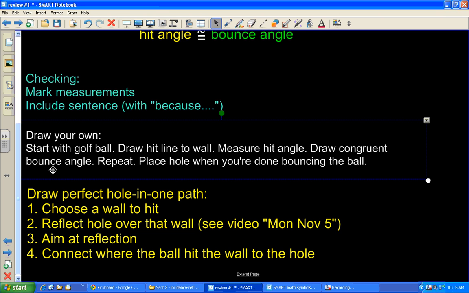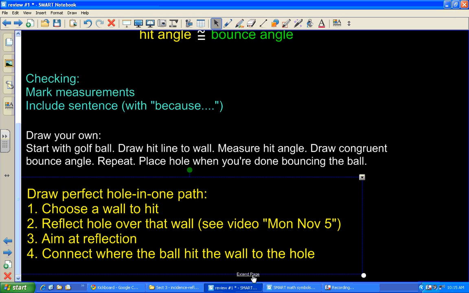Repeat. So you're basically measuring as you go. Once you've had your golf ball hit the walls as many times as required, or as many times as you want to, before you hit the next wall, just simply place the hole when you're done bouncing the ball. And then you add in the obstacles, the water, and that kind of stuff after you've got your path drawn. Okay? So this is one where you start from the beginning and you just measure as you go.